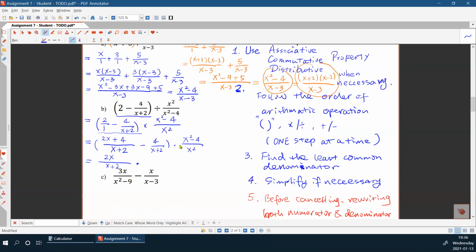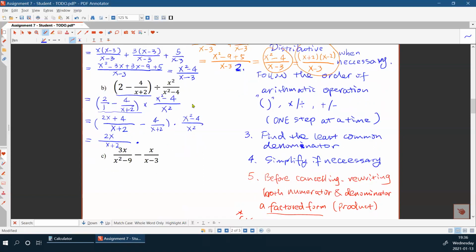in order to simplify, it's better to rewrite this term in a factored form, right? As I said before, before canceling, rewrite both numerator and denominator in a factored form. In a factored form, okay.